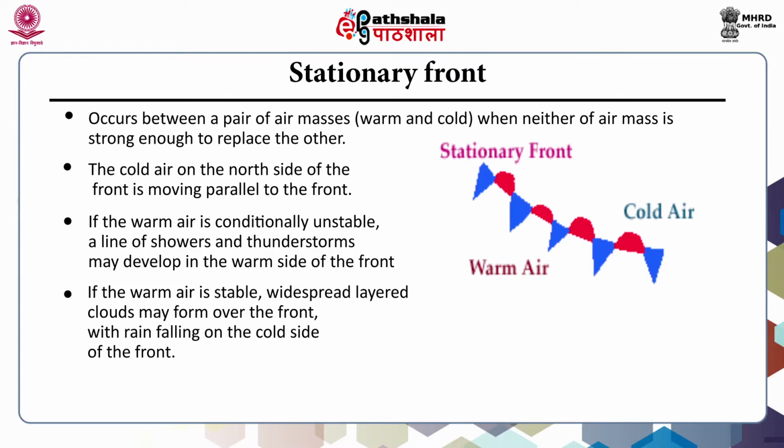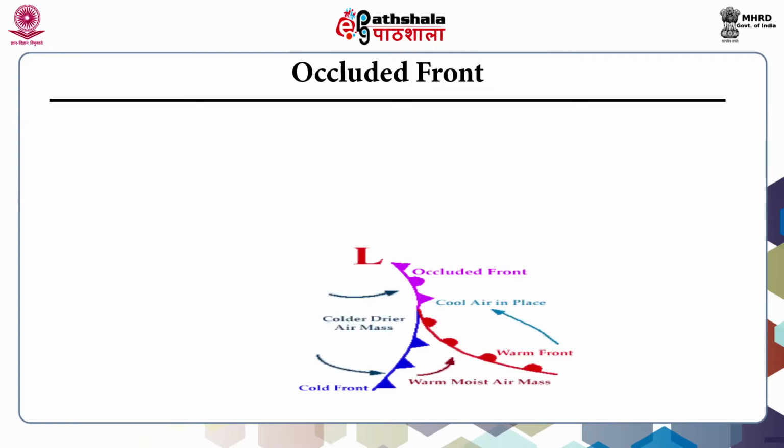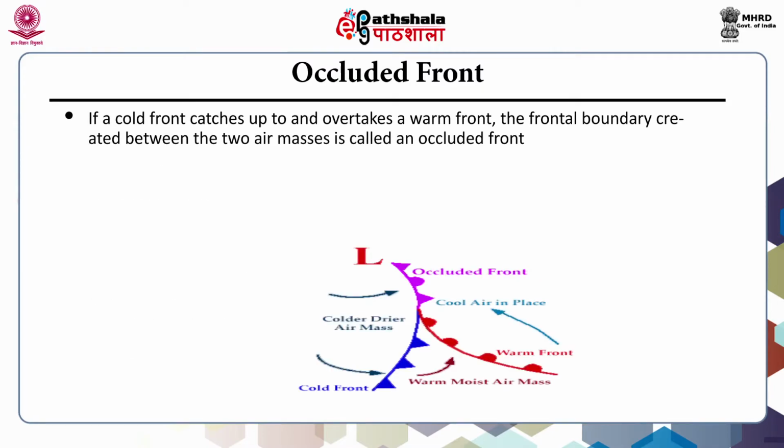On a weather map, this is shown by an interplaying series of blue spikes pointing one direction and red domes pointing the other. The other type of front is the occluded front. If a cold front catches up to and overtakes a warm front, the frontal boundary created between the two air masses is called an occluded front, or simply an occlusion, which means closed off.